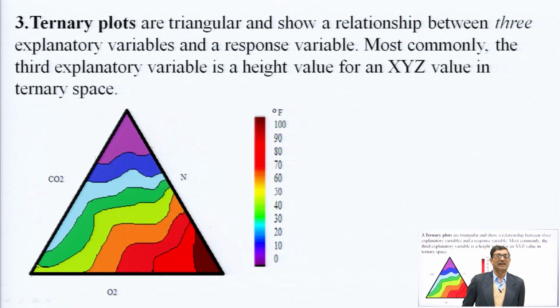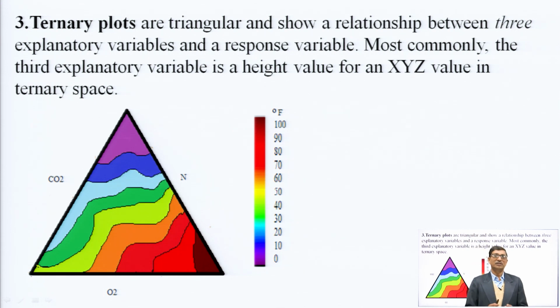So, this is a ternary plot, also called triangular, and it shows a relationship between three explanatory variables. Remember, here we have three explanatory variables, carbon dioxide, nitrogen and oxygen in this example, and the height value for the x, y, z values in the ternary space, and temperature is the dependent or response variable. So, this is a ternary plot, and we have read three types of contour plots.